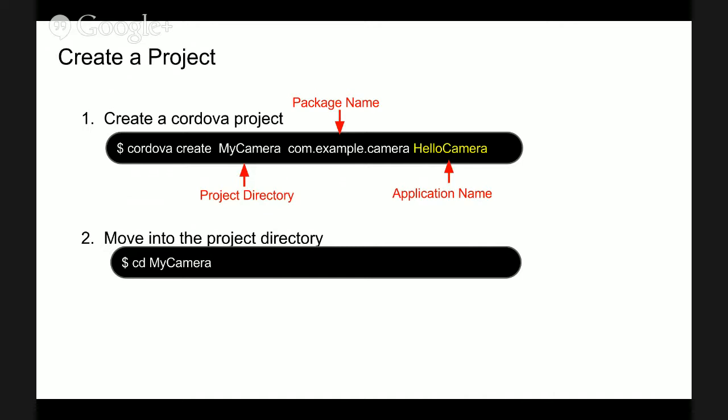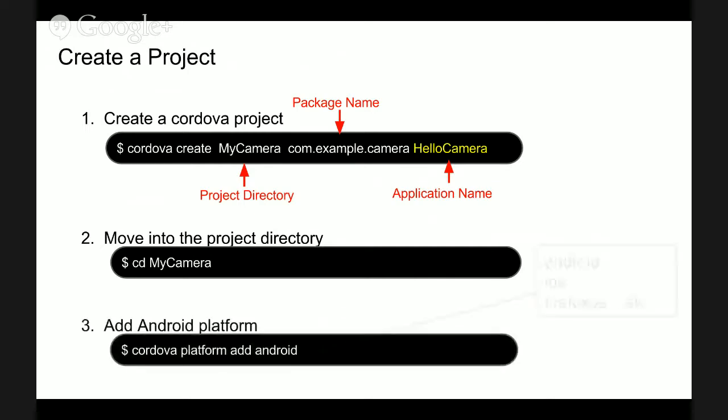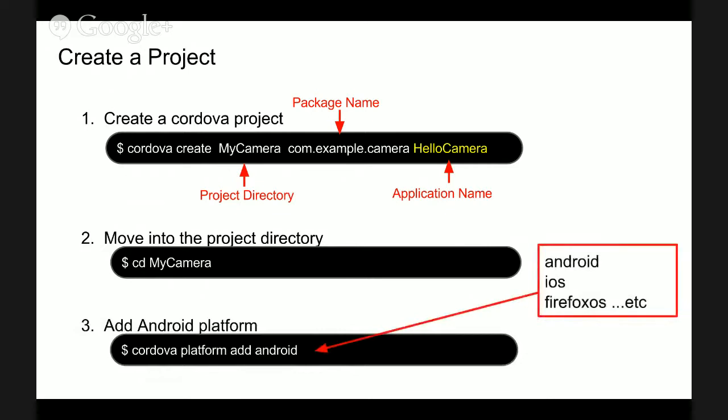Before you can build the project, you need to specify a set of target platforms. I'm talking about Android today, so type the command cordova platform add android. You can also add other platforms, iOS, Windows Phone, Firefox OS, something like that. You can do multiple in the same line.